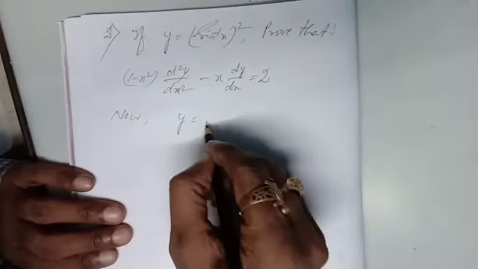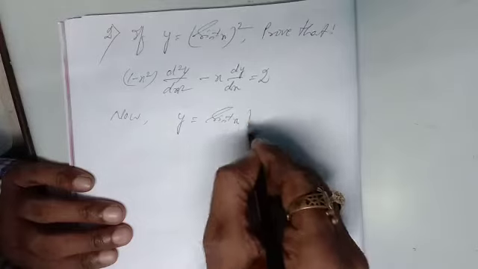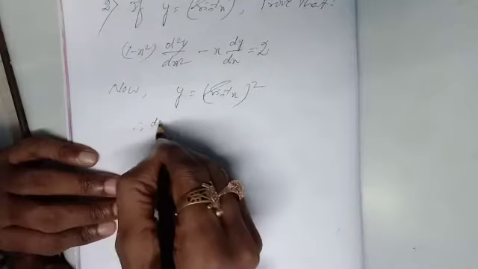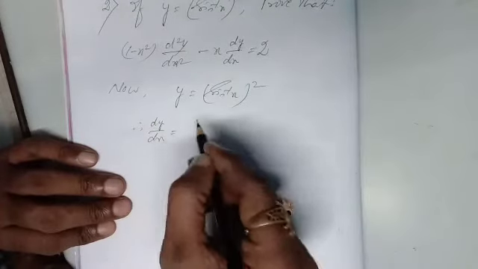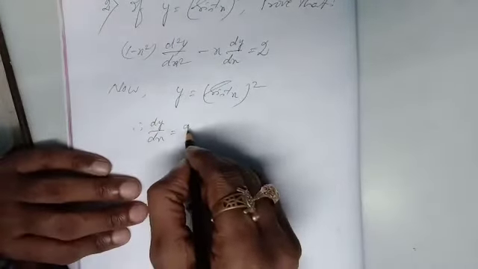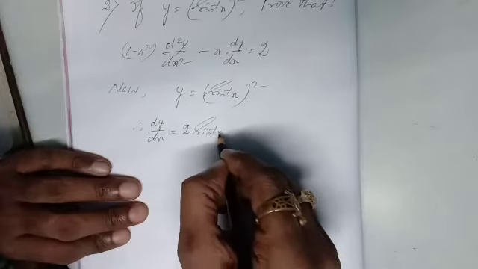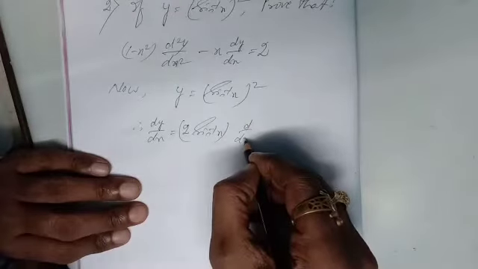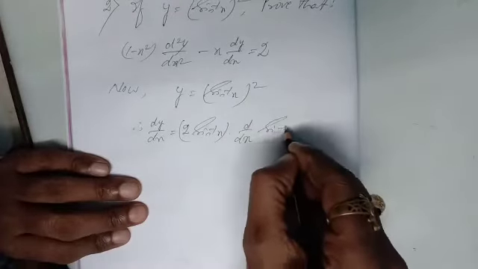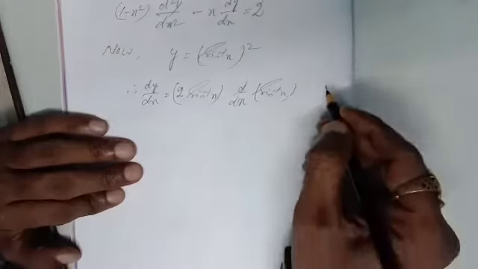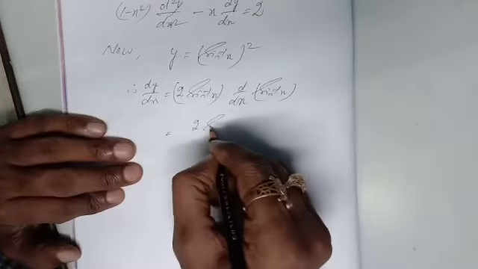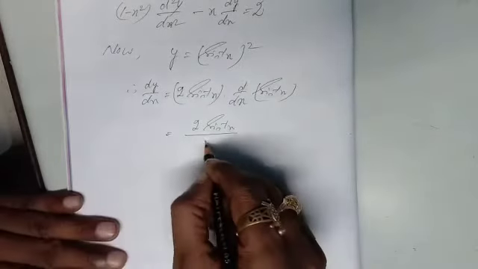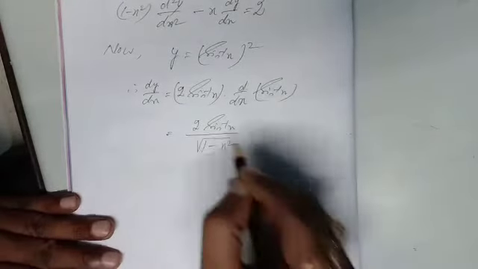Your y is equal to sin inverse x whole square. If you find the derivative, dy by dx will be, power will come here first, 2 sin inverse x into derivative of sin inverse x by using chain rule. You get 2 sin inverse x, and derivative of sin inverse x is how much? 1 by square root of 1 minus x square. Okay.